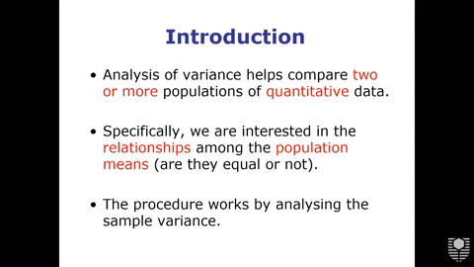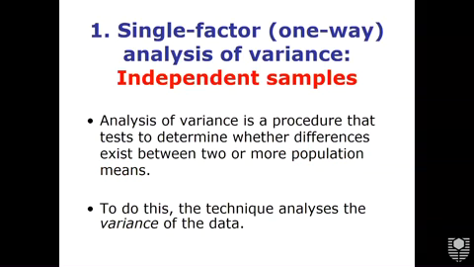Specifically, we are interested in the relationship between the populations, the population means, and whether they are equal or not. The procedures here, we're going to follow the ANOVA analysis of variance procedures. So first, we have single factor, one-way ANOVA, analysis of variance. The first one is single factor, one-way ANOVA, independent sample.